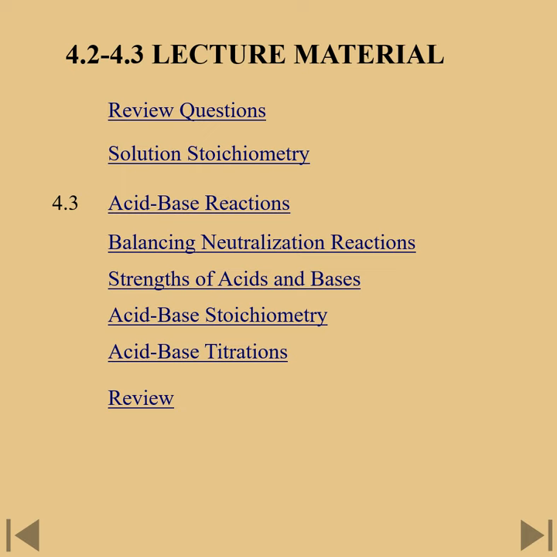We're going to talk about acid-base reactions, so we'll briefly go over what acids and bases are and look at some examples of acid-base reactions. We'll learn to balance some acid-metal hydroxide neutralization reactions. We'll just briefly go over the strengths of acids and bases and then get into acid-base stoichiometry, where if we know how much acid we reacted with a given base, we can determine how much base there was. And the technique in the lab that's used to come up with the data is called a titration. So we'll talk briefly about titrations as well.